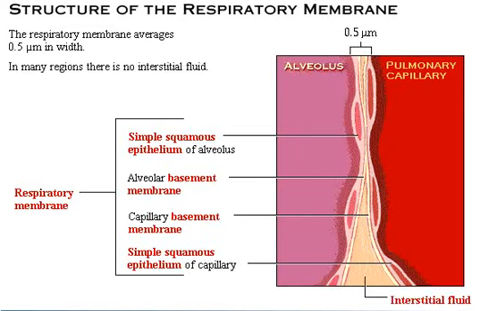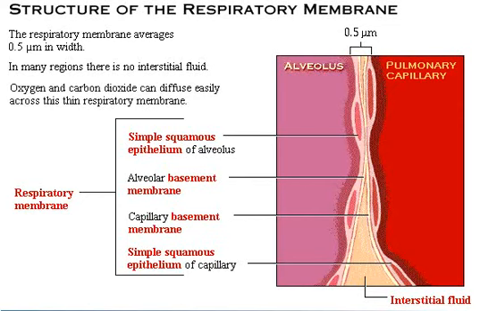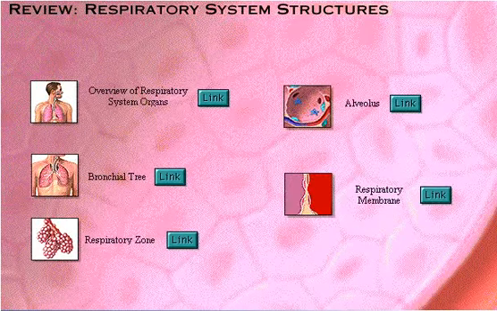Notice also that in many regions of the membrane, there is no interstitial fluid. This is because pulmonary blood pressure is so low that little fluid filters out of the capillaries into the interstitial space. Oxygen and carbon dioxide can diffuse easily across this thin respiratory membrane. Click a link button to review respiratory system structures.